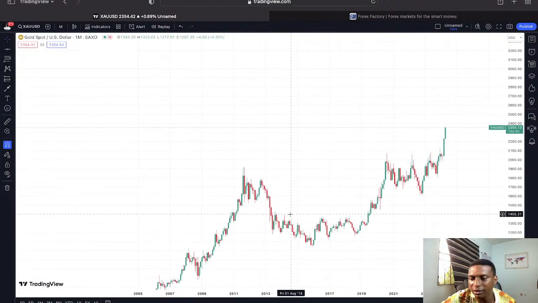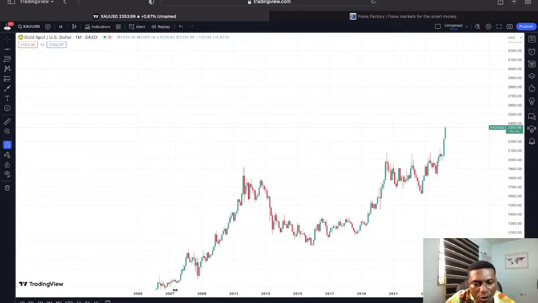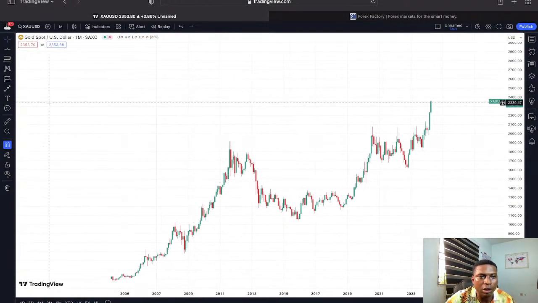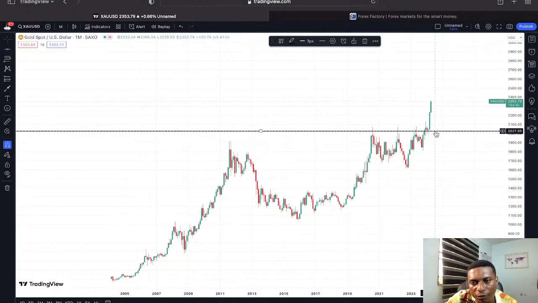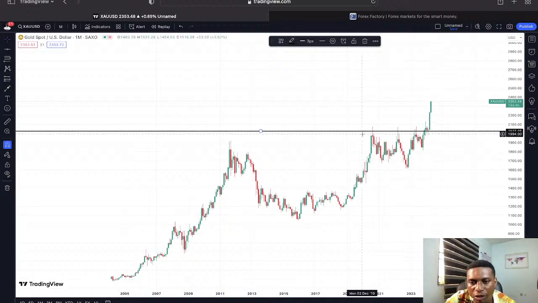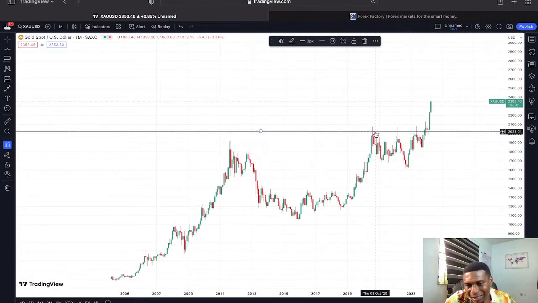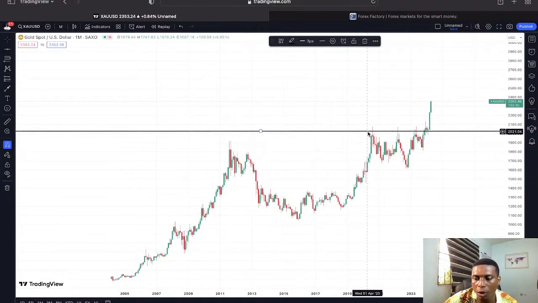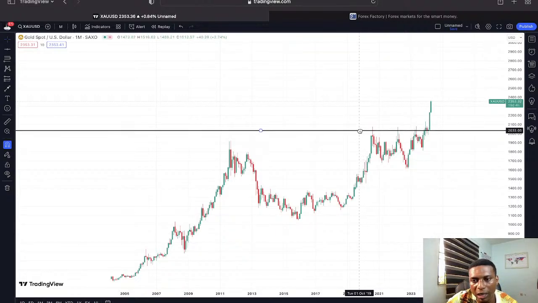Now, there's an interesting thing we see happening on gold here. Gold has broken out of a major resistance zone, a zone that has been holding since 2020.